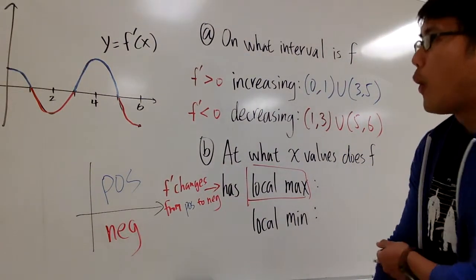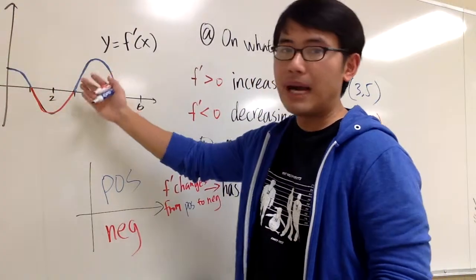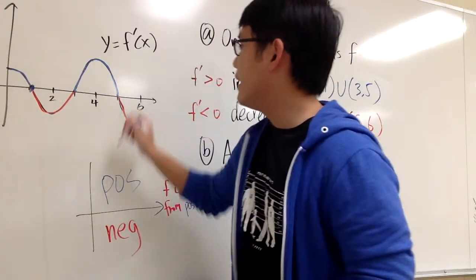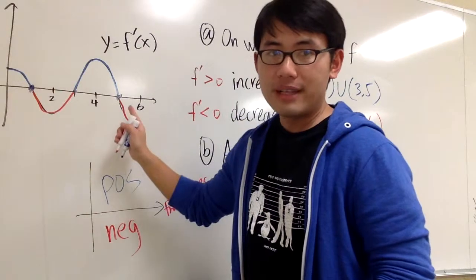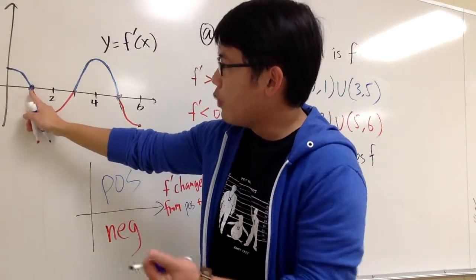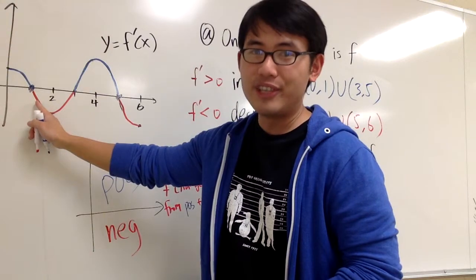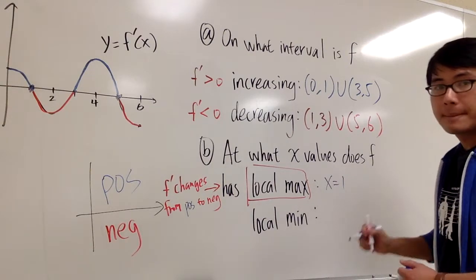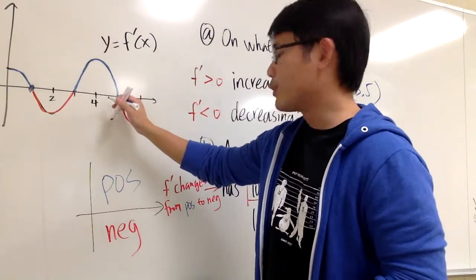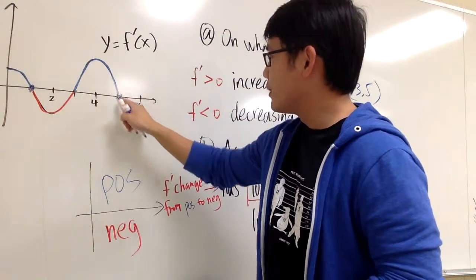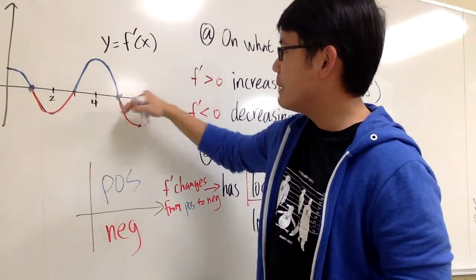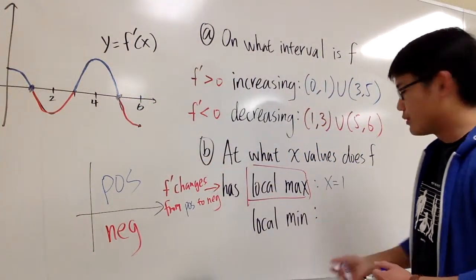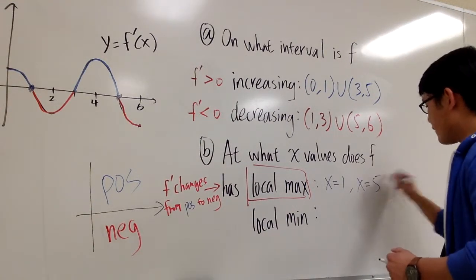So let's see, where does the graph change from positive to negative, from blue to red? As you can see, we have one point right here and another point right here. You look at the graph from left to right. At 1, before 1 you get blue, after 1 you get red. So it changes from positive to negative. So we know x value equal to 1. Similarly, for x equal to 5, it changes from positive to negative, right? Above the x-axis and below the x-axis. So this right here will also give you a local maximum for the original. So x is equal to 1, x is equal to 5.